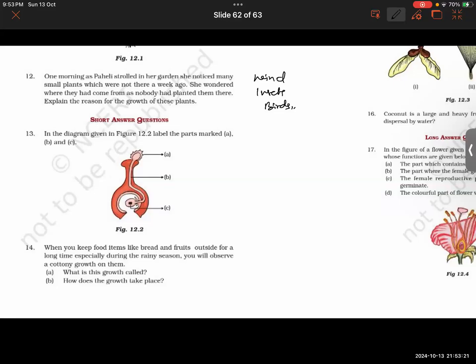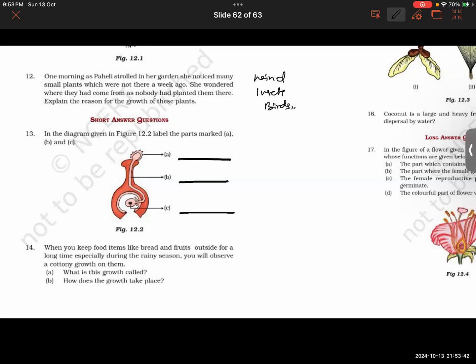Sir, pollen grain A, pollen tube B, ovary C. No, I think fertilization C. You have to tell me the name of the structure that is formed, not the process. Sir, just label the parts, yeah.